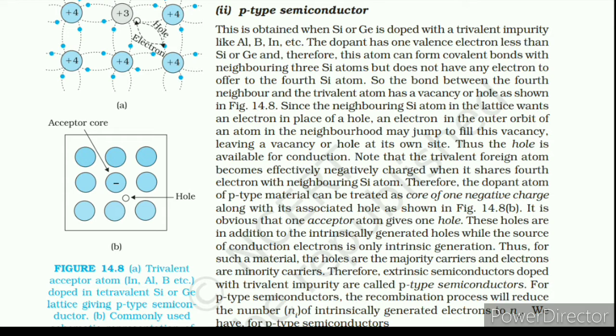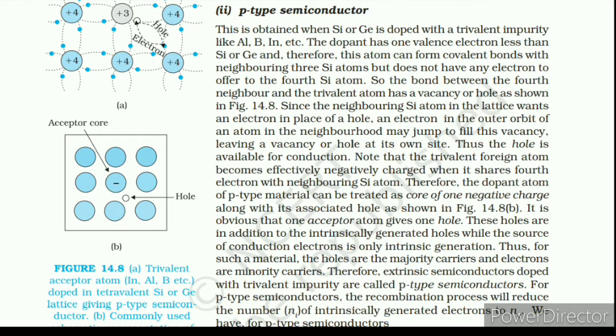Similarly, for p-type semiconductors, the acceptor energy level Ea is slightly above the top Ev of the valence band, as shown in figure 14.9b. With a very small supply of energy, an electron from the valence band can jump to the level of Ea and ionize the acceptor negatively. At room temperature, most of the acceptor atoms get ionized, leaving holes in the valence band. Thus, at room temperature, the density of holes in the valence band is predominantly due to impurity in the extrinsic semiconductor. The electron and hole concentration in a semiconductor in thermal equilibrium is given by NE NH equals Ni squared.